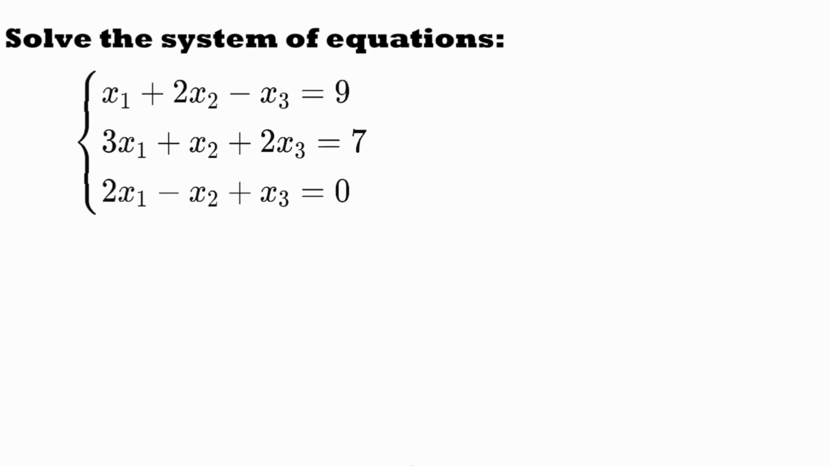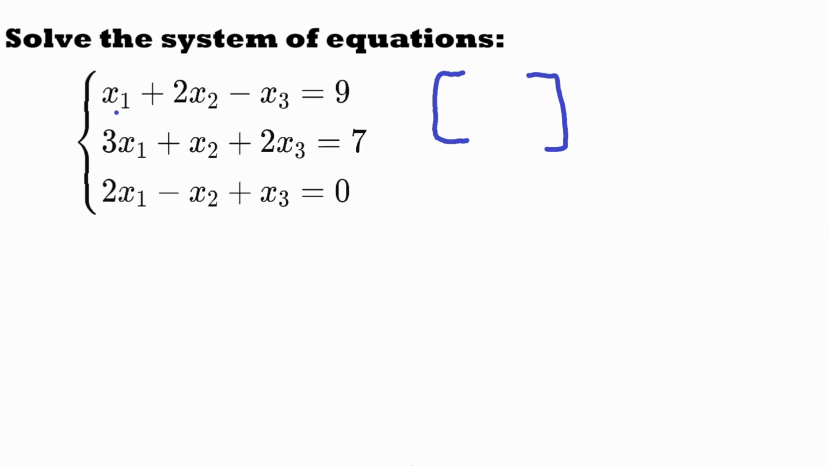So how are we going to do this? Well, the method that I'm going to use is the matrices method, okay? So we are going to make an augmented matrix. So how do we do that? Well, you draw these two brackets here, and then you look at the coefficient of each variable, okay? So what is the coefficient? The coefficient is the number that the variable is being multiplied by.